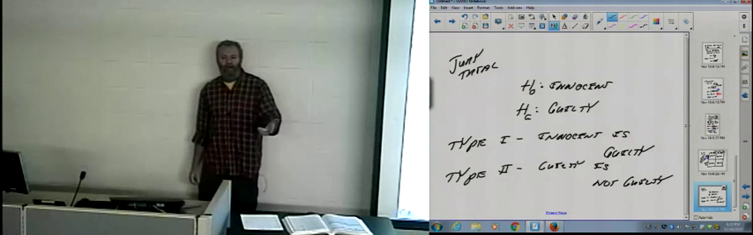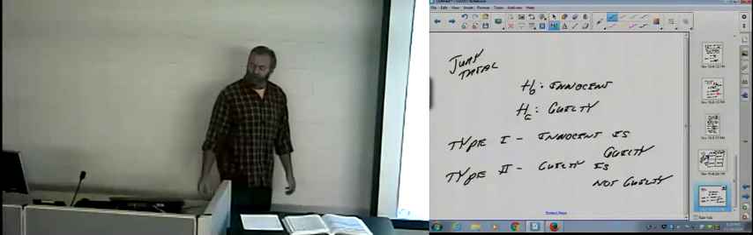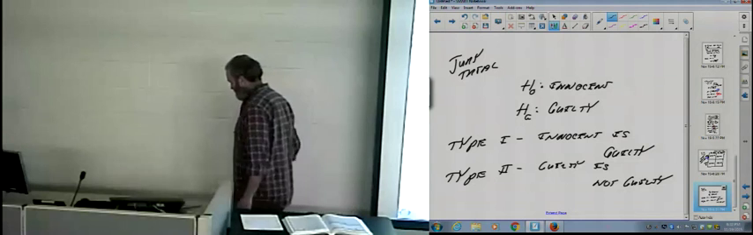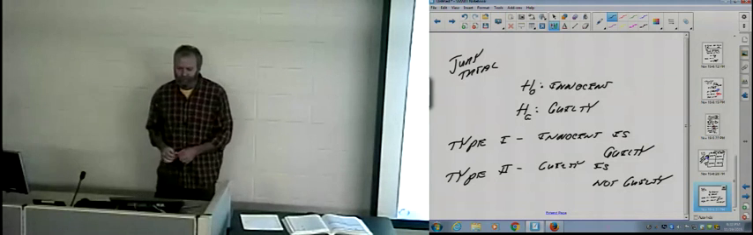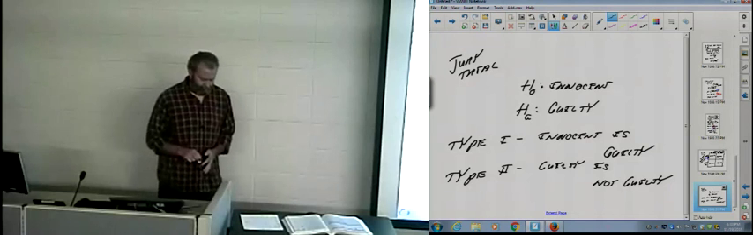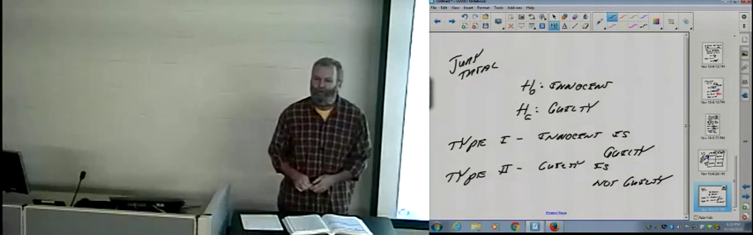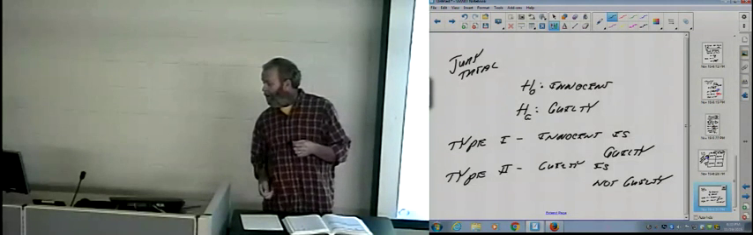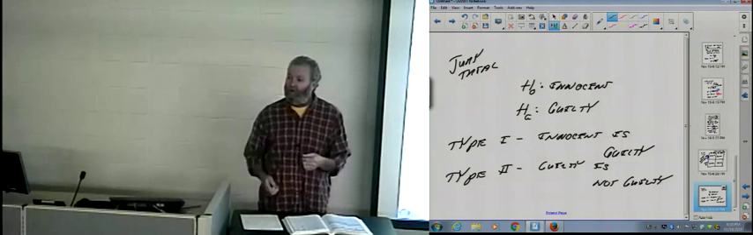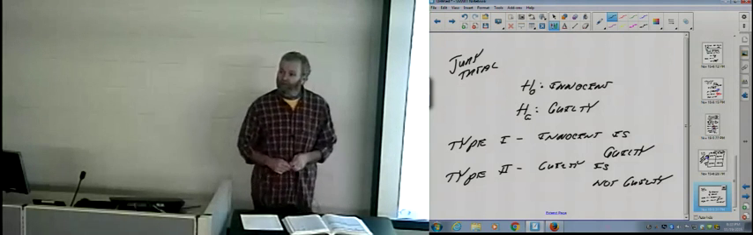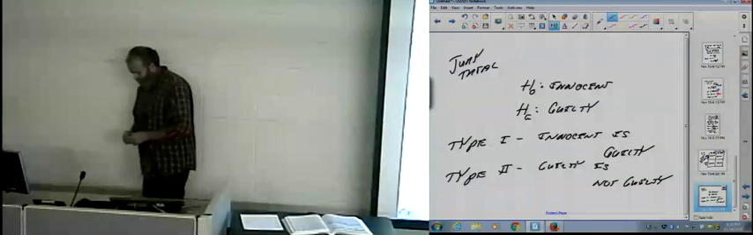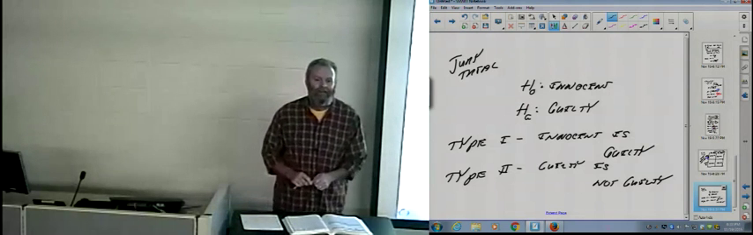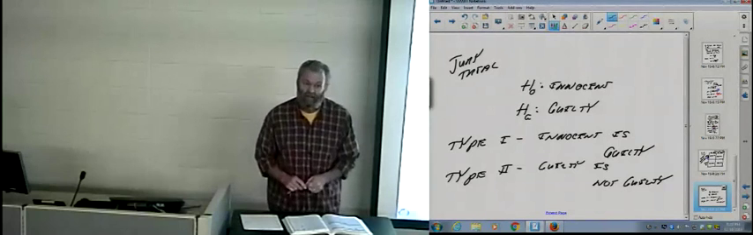Now, sometimes your book will ask you in problems, I've never seen it on a test, is one of these worse than the other? Well, it depends on what side of the fence I'm on. If I'm the person on trial, I'm thinking type 1's worse. Agreed? Yeah. If I'm the person that lives next to the mass murderer, I'm thinking the type 2's worse. So it depends on your perspective on which one's worse.